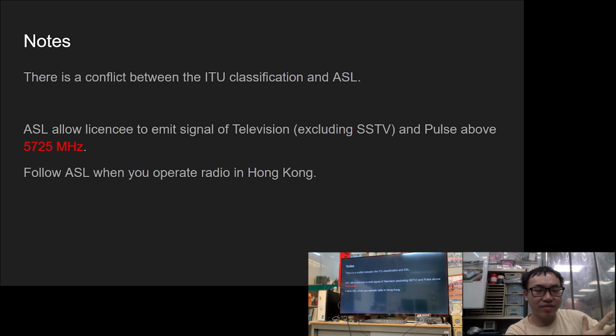Okay, for television and pulse, you will see that excluding SSTV, SSTV can use all the bands. Because we are using the radio in Hong Kong, you will have to follow the regulation of OFCA in Hong Kong. But in other countries, you will have to follow their regulations. ITU just gives you a baseline of what you have to follow, and other countries may have different adjustments and add different materials beyond the baseline. They take ITU as the baseline.